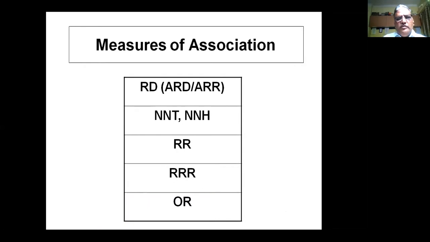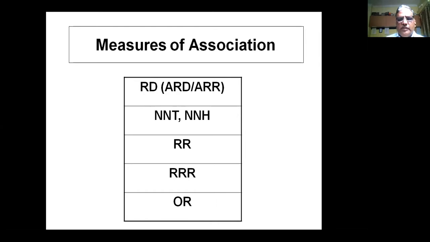Now coming to a little bit of an introductory part about measures of association. Akash, do we have time or do we need to wind up? No, sir. Please continue. Okay. So you can suggest any time if I have to stop.